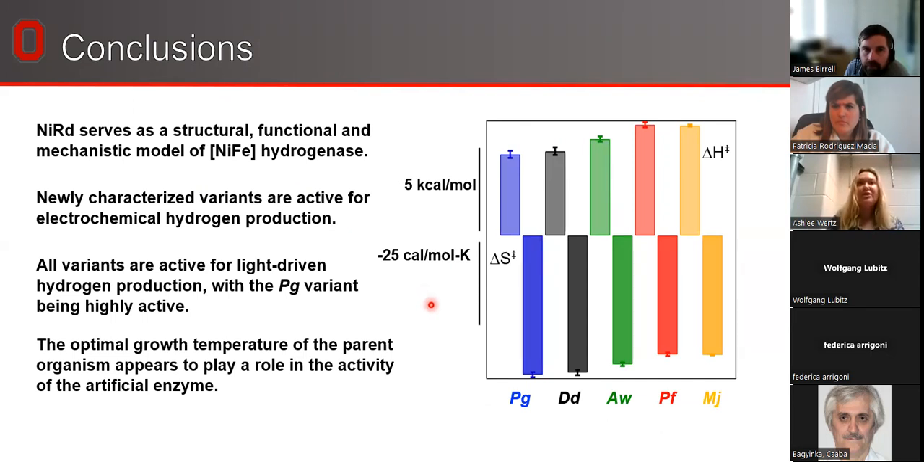So this could be a direction to take for other artificial enzymes as well, by using variants from psychrophilic organisms, and it's a direction that our lab is going to look into in the future.